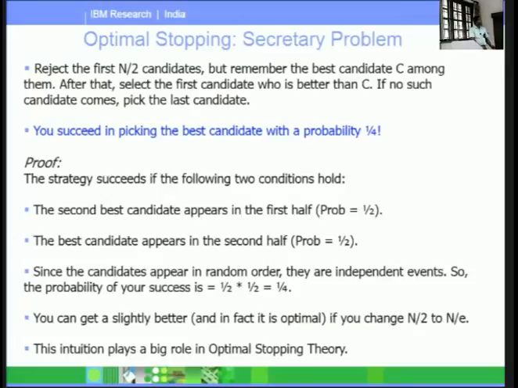And now it's very simple. Since it's a random order, what's the probability that the second best candidate appears in the first half? Half. What's the probability that the best candidate appears in the second half? Half. These are independent, right?